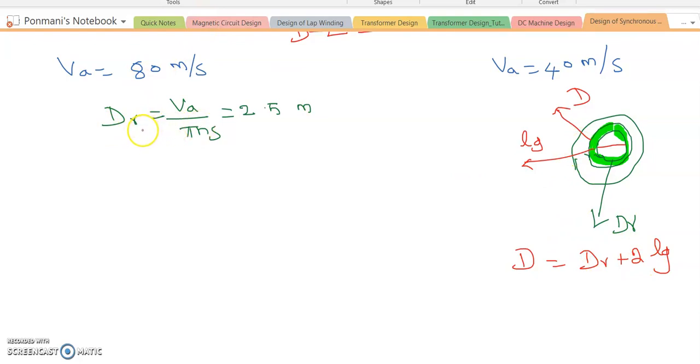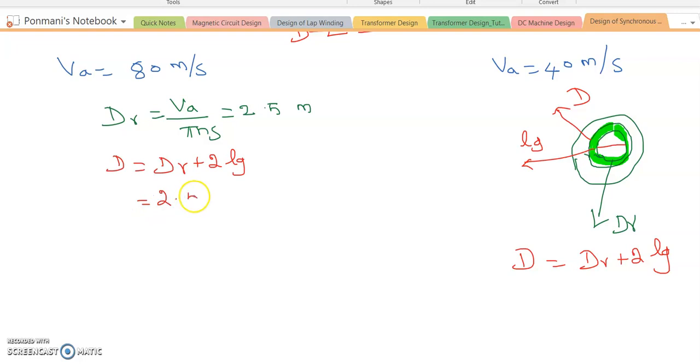So dr we are getting this value, so that we are getting d. So d is equal to dr plus 2 Lg, dr plus 2 times Lg. Lg is given in the problem, it is given as 6 mm. So that we are calculating d.